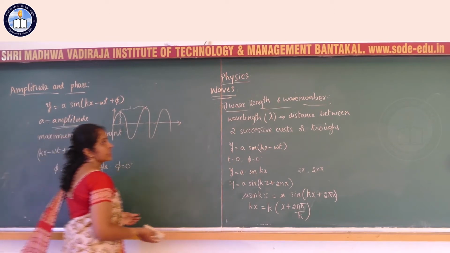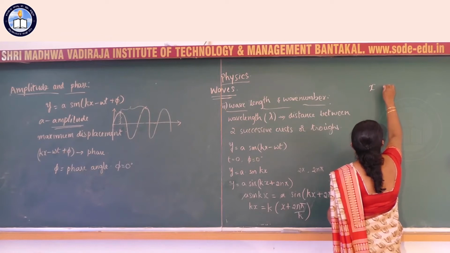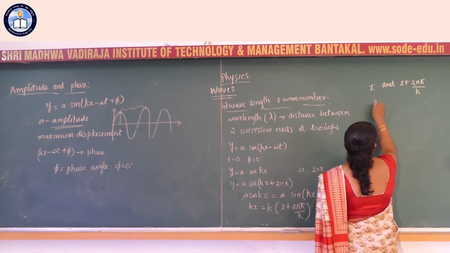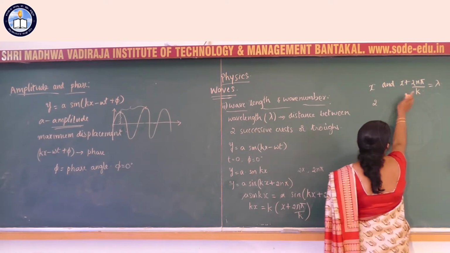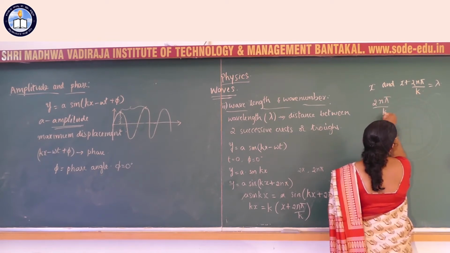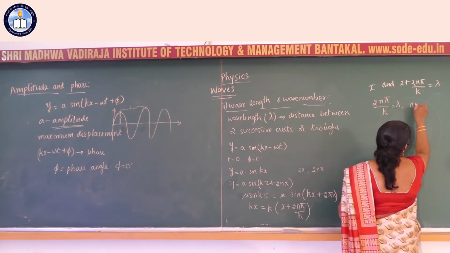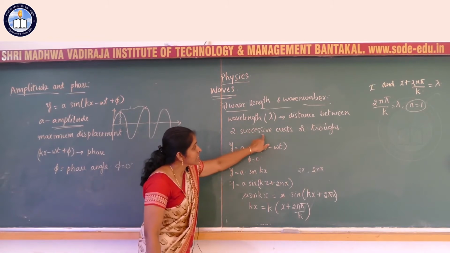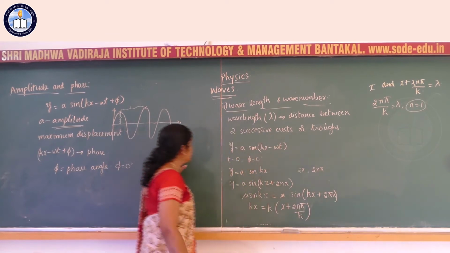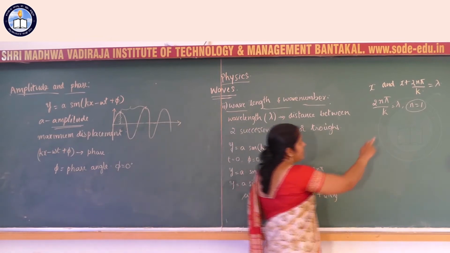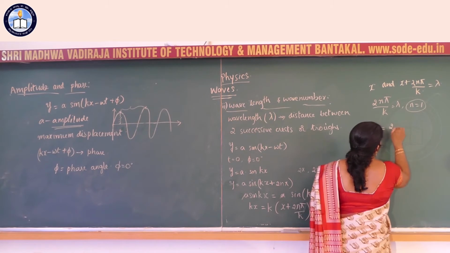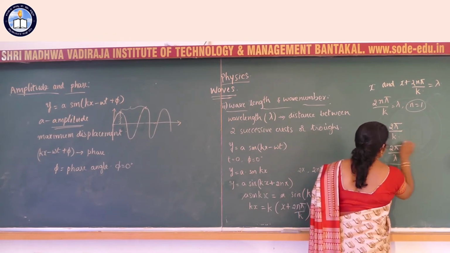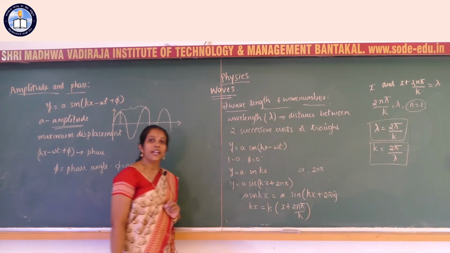Or the same phase appears between x and x + 2nπ/k. Subtracting this, we get 2nπ/k, which is the wavelength λ when n is 1. The minimum distance occurs when n is 1. The minimum distance between two successive crests means the particles have to vibrate with the same phase, that is when n is equal to 1, or λ = 2π/k, where k is the wave number, k = 2π/λ. We have this relation. λ is called wavelength and k is wave number.